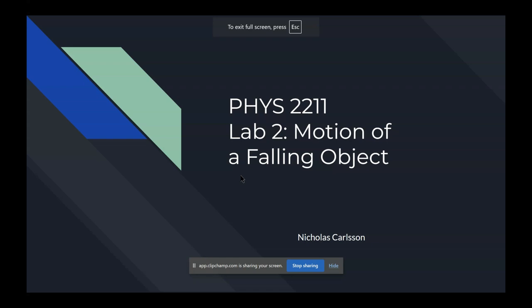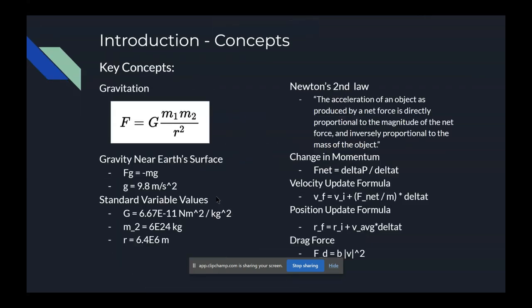Hello and welcome to my second physics lab, the motion of a falling object. So first, to understand the motion of a falling object, we need to understand some key concepts. The most important one here is gravitation, and that is given by the force equals the gravitational constant times the first mass, the second mass, and the distance between them squared.